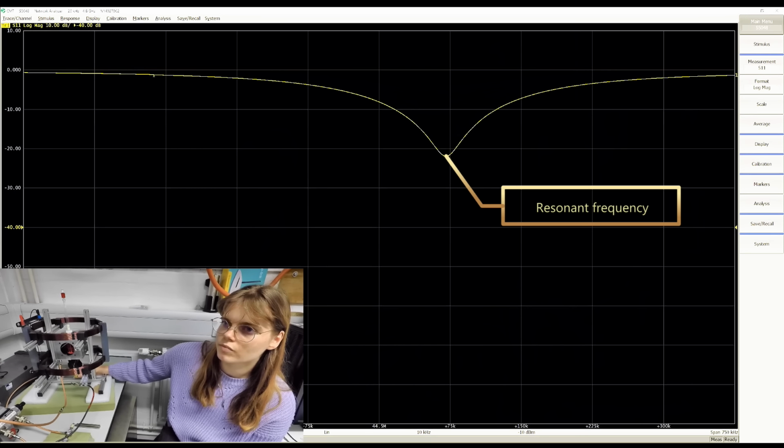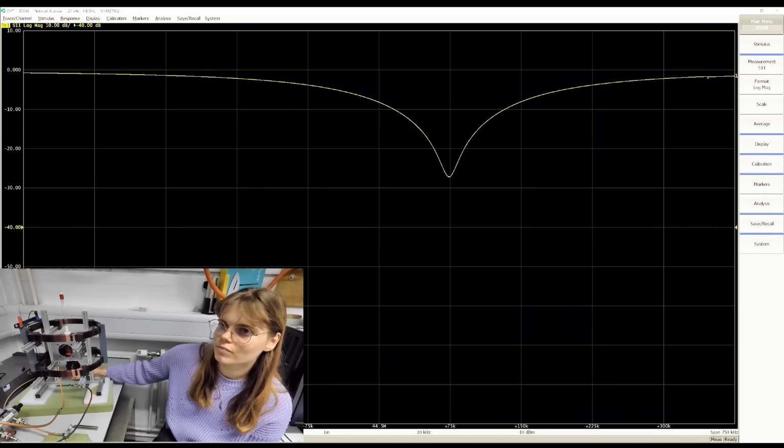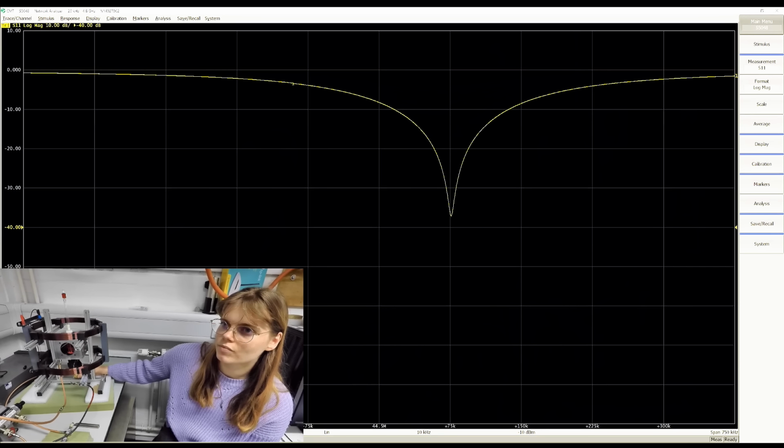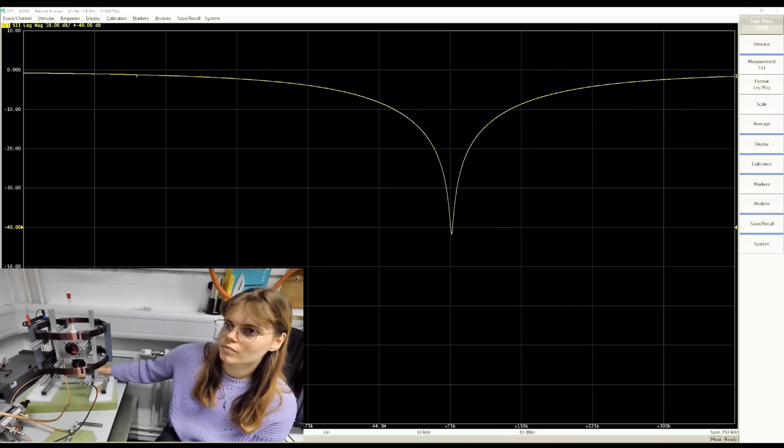So as you can see, the peak is getting sharper because the VNA is measuring the reflected component. So it's measuring the power coming back from the resonator. And the more that gets absorbed into that LC circuit, the less comes back down the coaxial back to the VNA.